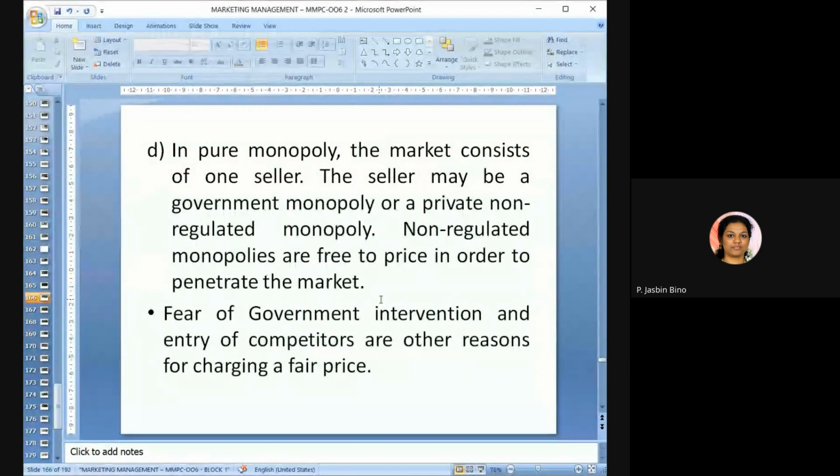In pure monopoly, there will be only one seller. The seller can be a government monopoly or a private non-regulated monopoly. So they can fix the price on their own. But they'll not charge a big price, because they have a fear that if they charge an exorbitant price, the government will come and intervene, or competitors will come in or something like that will happen. So they have a fear and they will be charging a fair price.